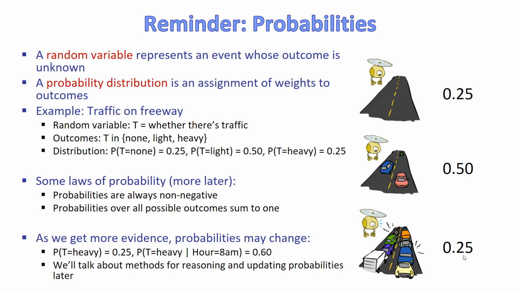And with more information that we know, the probabilities might change. For example, if I told you that now the time is 8 a.m., and you know 8 a.m. is a rush hour, right? Everyone is going to his or her job, or work. So given that we know that the time is 8 a.m., the probability of having heavy traffic will increase. The prior probability here was 25%. Now, given that the time is 8 a.m., the probability might increase to 60%. So with more evidence, with more information, probabilities may change. We'll talk about that more when we talk about probabilistic reasoning later this semester, when we cover Bayesian networks.